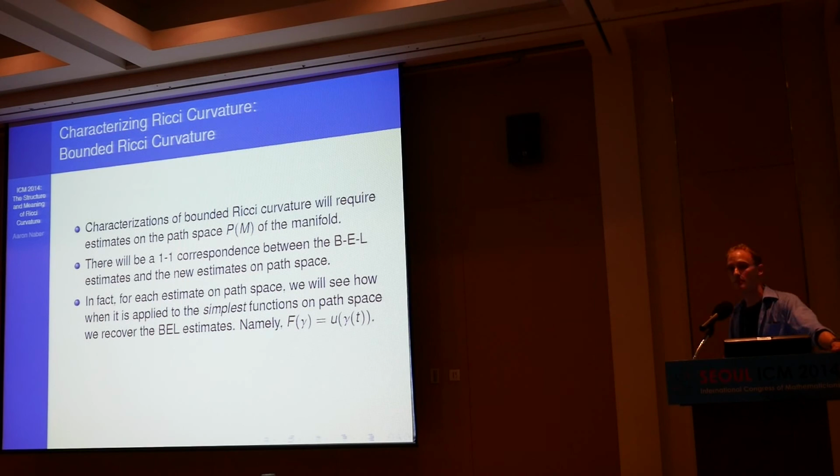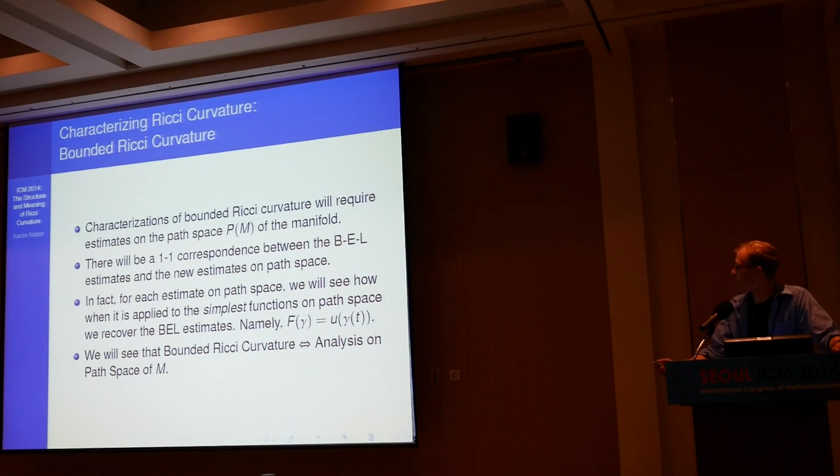And so really one way of saying this is that bounded Ricci curvature if and only if analysis on the path space of the manifold, in comparison to lower Ricci curvature if and only if analysis on the manifold. Okay, so I want to at least get to the point where I state for you what one of these estimates looks like. I've got a crash course on a few things, so we're going to have to do this more quickly than I normally do because I've got 2 minutes.